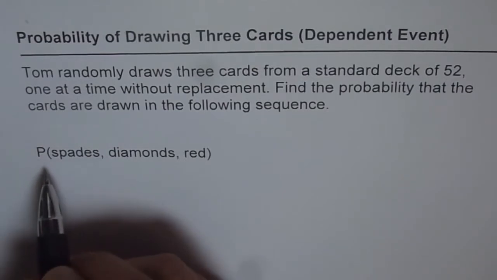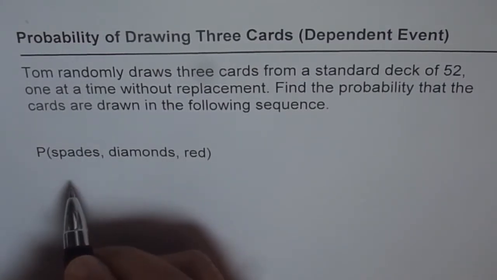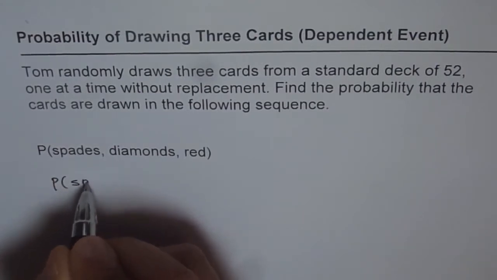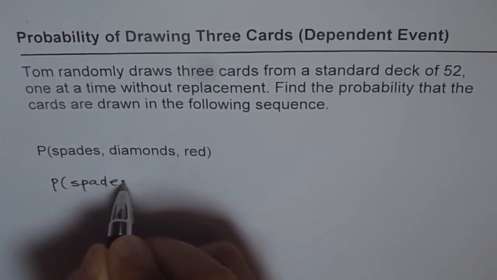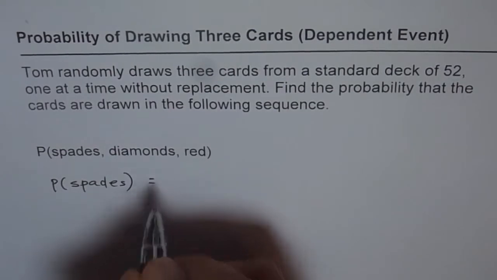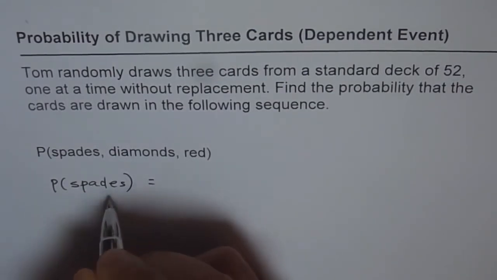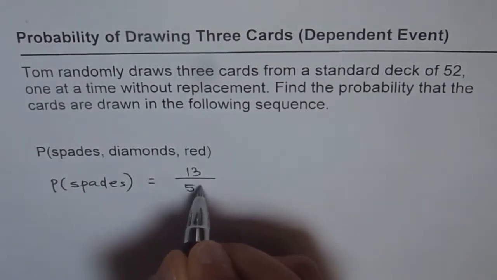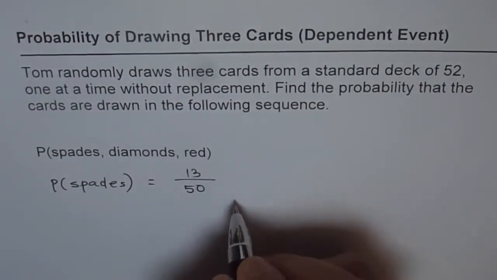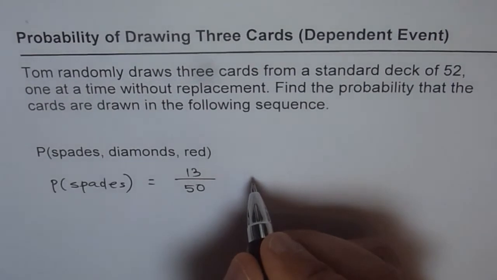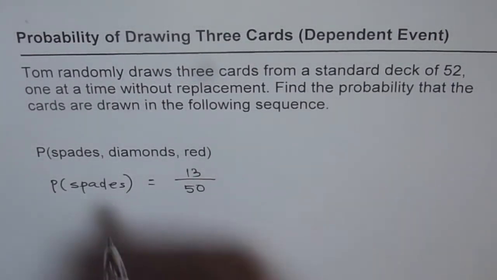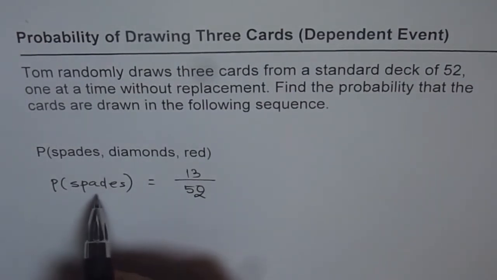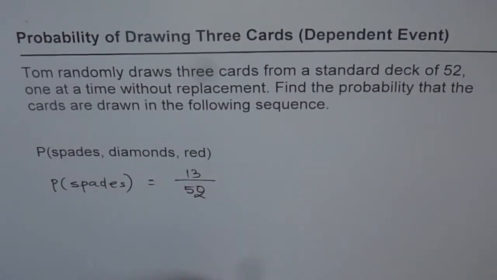So we know one thing, the probability of getting spades is what? The first probability of getting spades depends on how many cards are spades. There are 13 cards of each suit, right? As you know, spades also 13. So it is 13 over 52. Now what is the probability of getting a diamond? Now remember one thing, 52 I wanted to write, I wrote 50. So the probability of getting spades is 13 over 52.